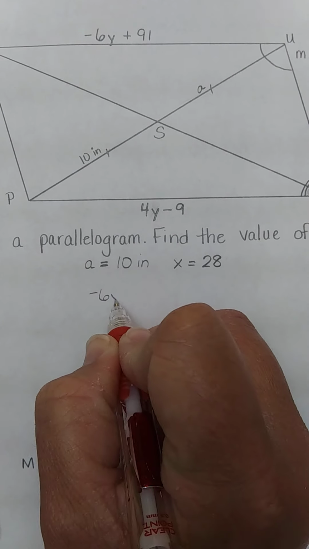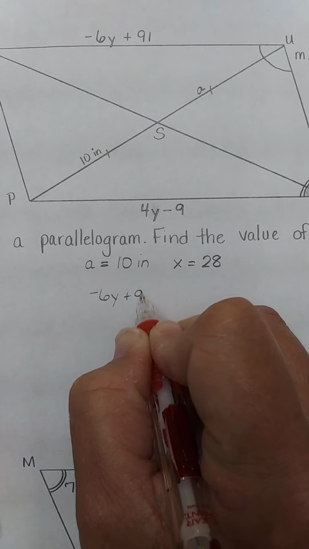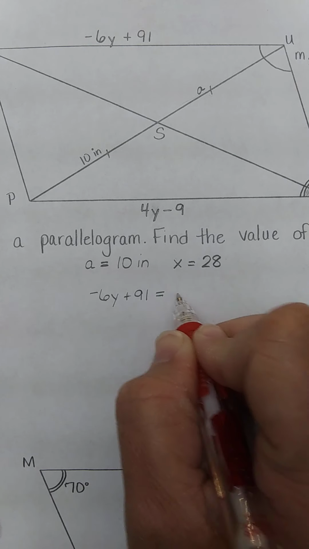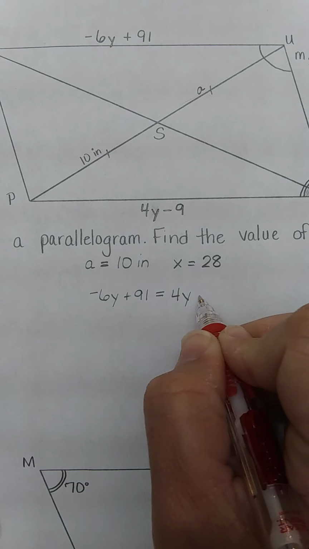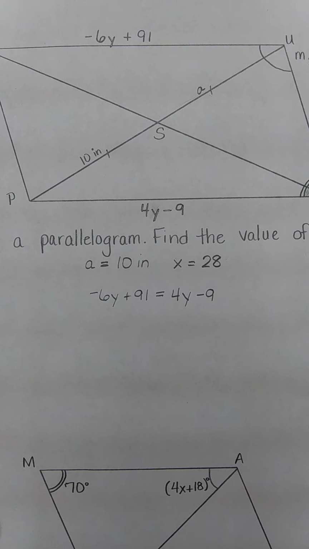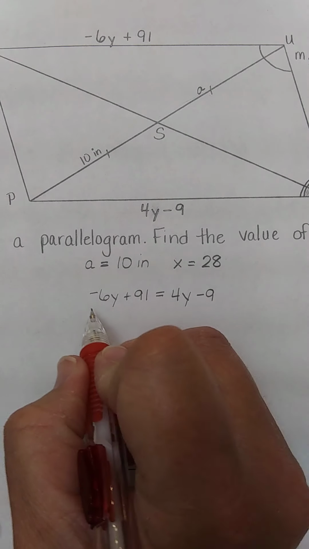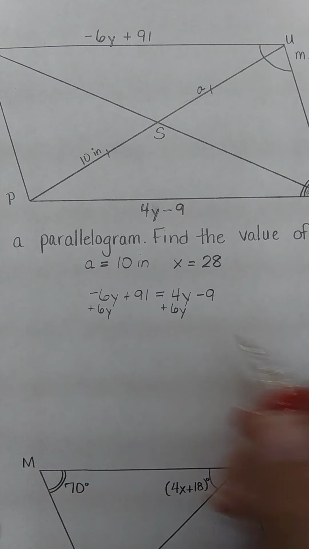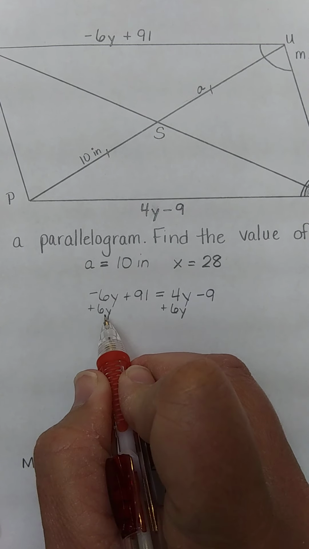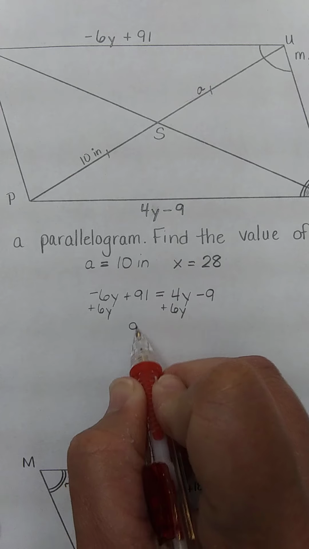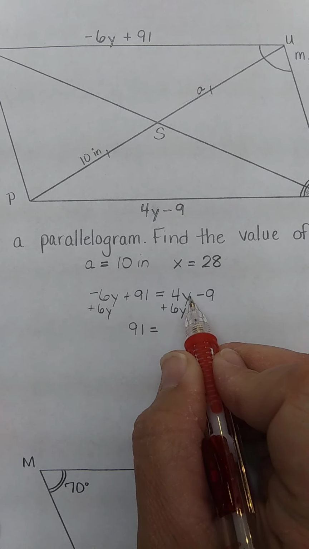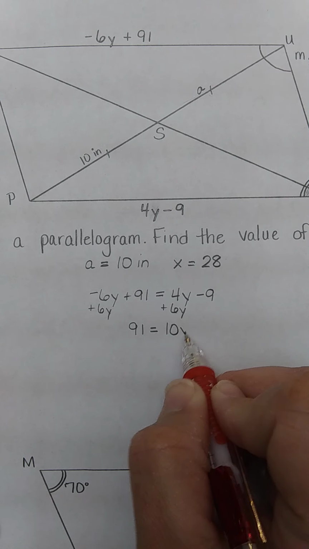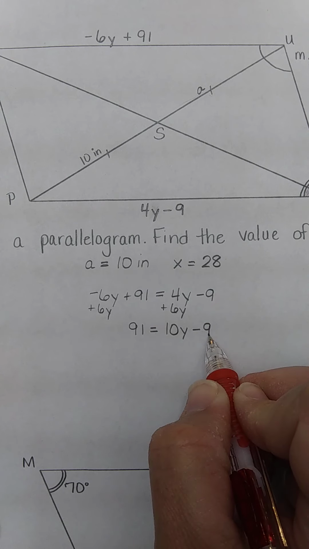So we know that negative 6y plus 91 has to have the same value as 4y minus 9. And then we can just solve that equation. So I'm going to move the negative out of there because I don't like negative with my variable. So negative 6y plus 6y is 0. It's gone. 91 equals 4y plus 6y is 10y. Bring down the minus 9.